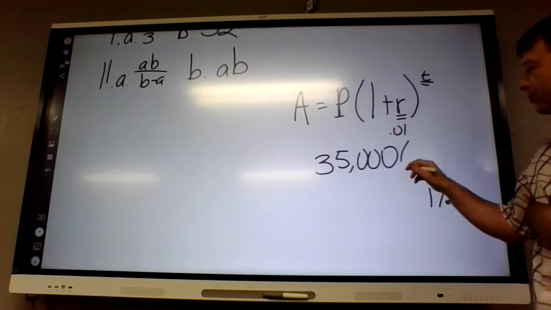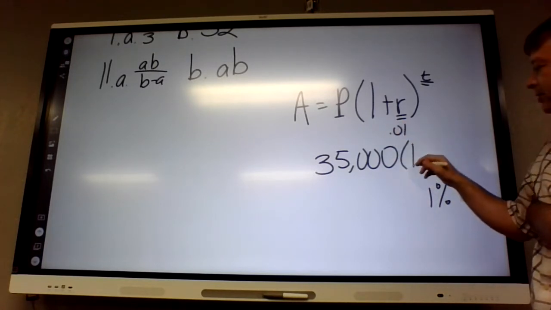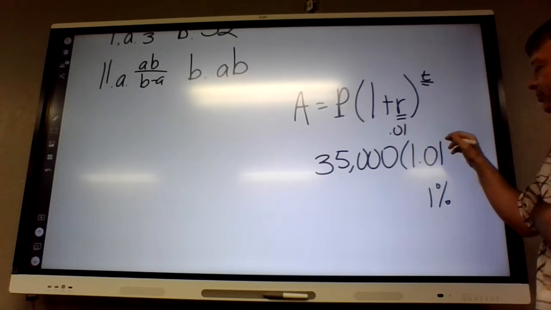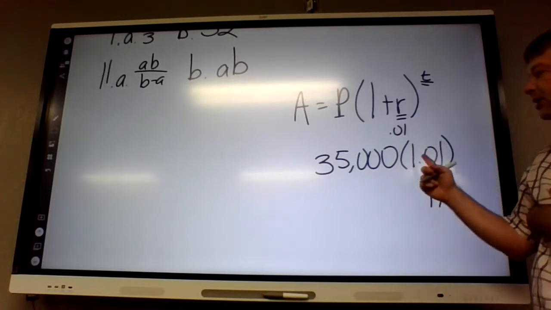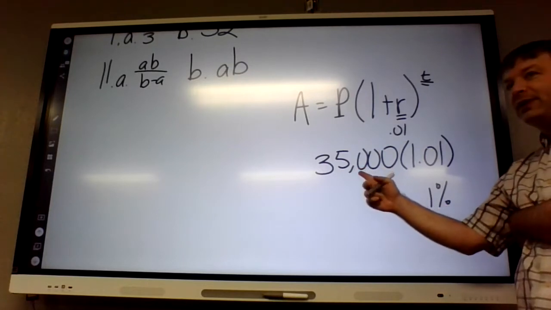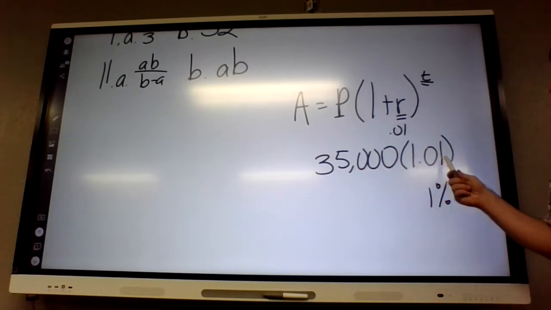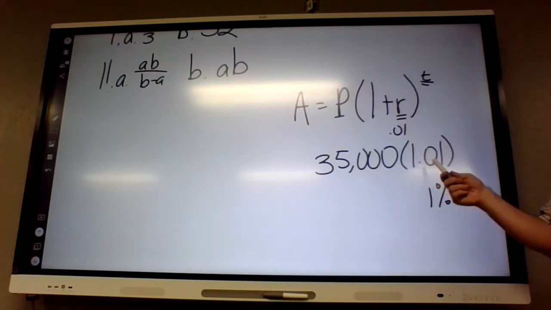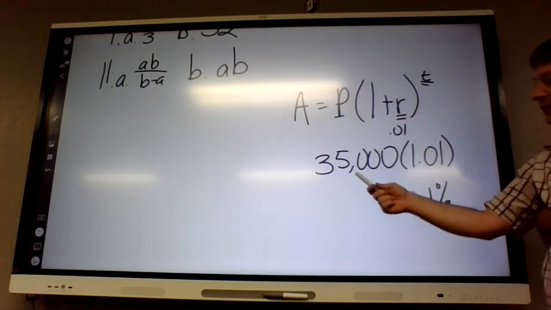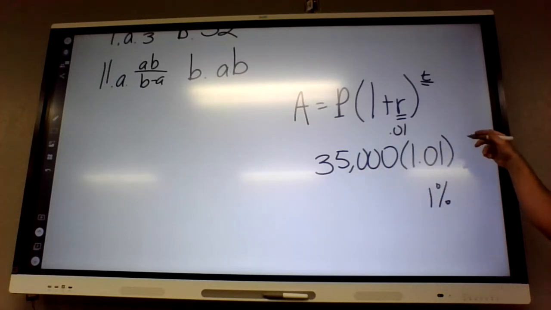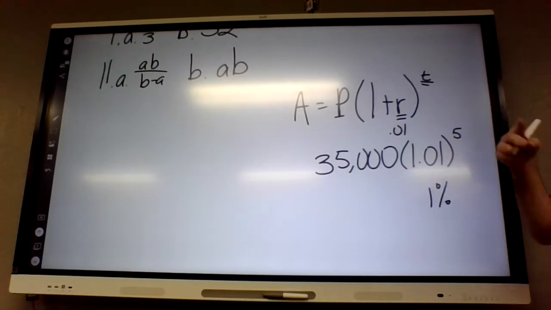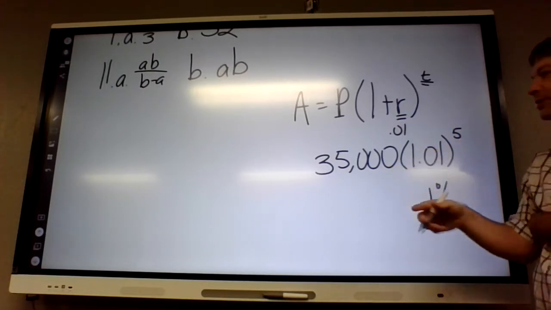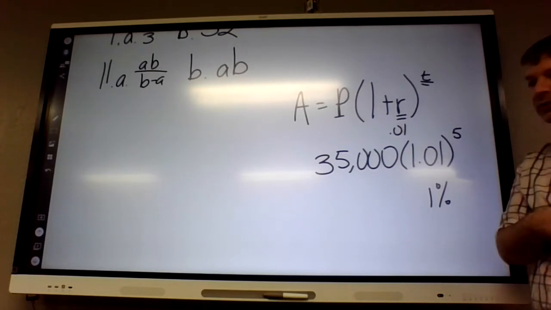So if it's growing at 1% a year, then it's basically going to be 101% of what it was. 100% of 35,000 is 35,000. That's staying the same. So if it's going up by 1%, that's why the 0.01 is right there. It's going to be 101% of what it was. And then if you do that for multiple years, like how many people are you going to have in 5 years, you need to multiply by 101% 5 times, 1.01 to the 5th. Anyway, that's how it works.